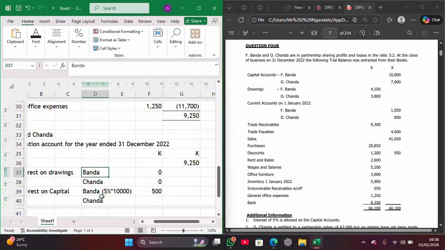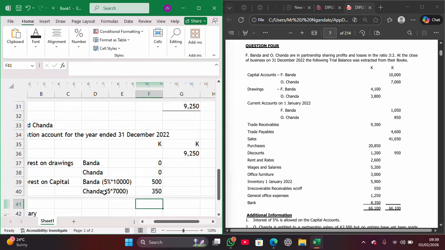So 500. What about the other person? Again, 5% over how much? 7,000? 350. Okay. I like what you have done. You have used your mathematics. So when we add the two, we have got a minus 850.